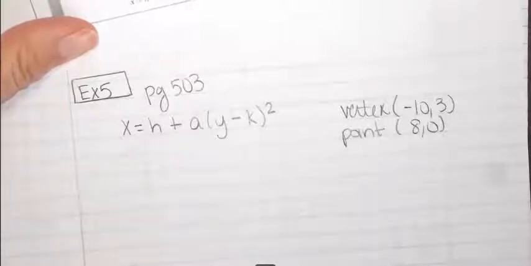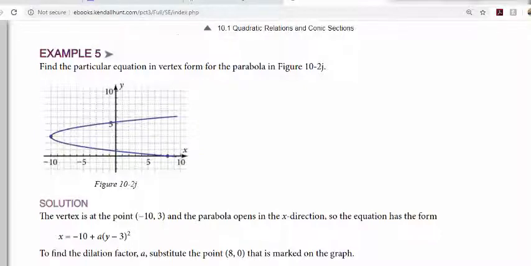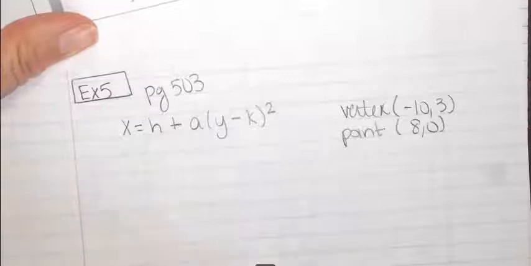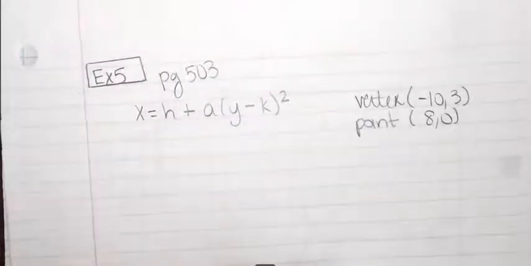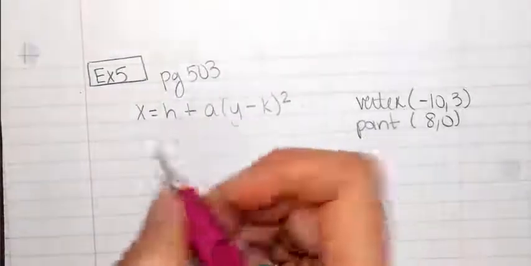However, based on this picture, should a be positive or should a be negative? a should be positive. It's opening to the right, it's positive. If it's opening to the left, a is going to be negative. Okay, so we're going to go ahead and calculate our a. Pretty simple problem here. You did a lot of this one when you were in Algebra 2.